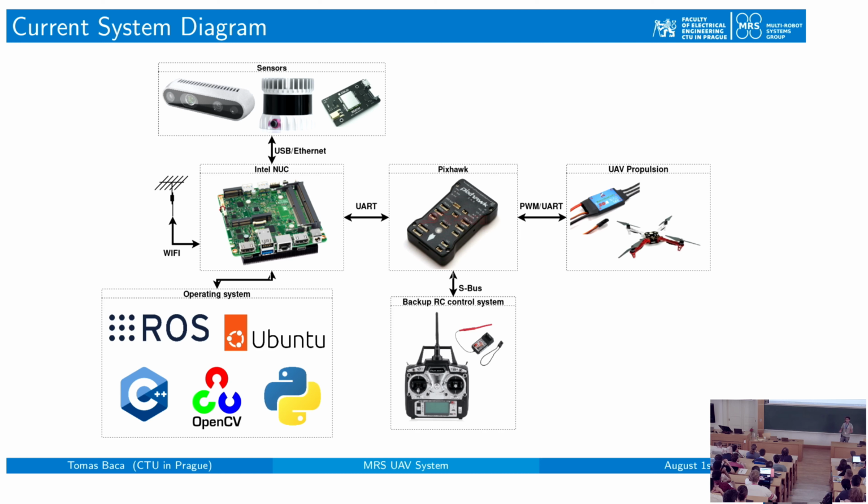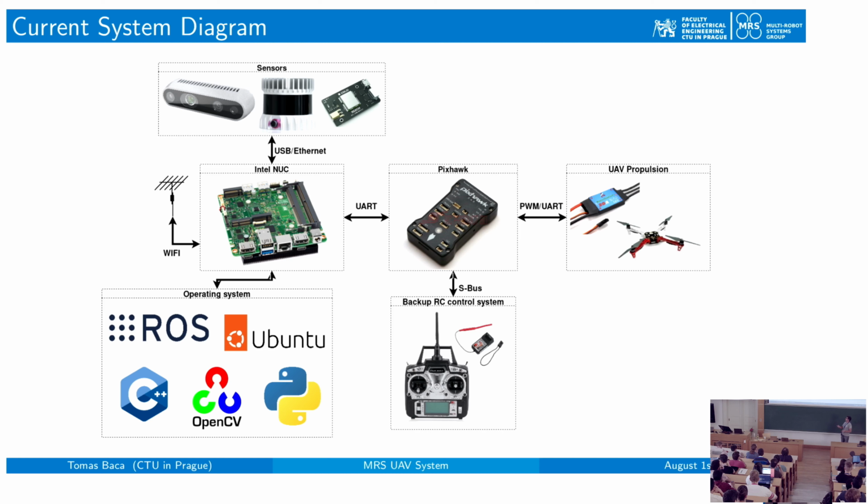So when we fly outdoors, if this high-level computer fails, we still have this embedded hardware which can back us up, and hopefully some safety pilot holding the RC transmitter in the hands can safely land the drone even when the Linux computer just broke.